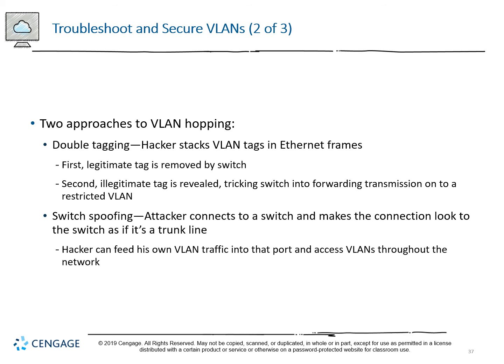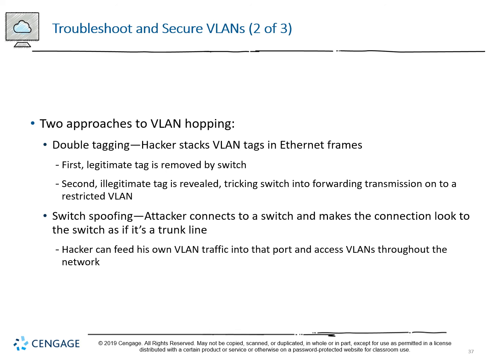So when we're dealing with VLAN hopping, double tagging is probably the most common. This is where VLAN tags are stacked. The legitimate tag is pulled by the switch, and then the second illegitimate tag is revealed, which tricks the switch into forwarding the transmission onto a restricted VLAN without verifying its contents.